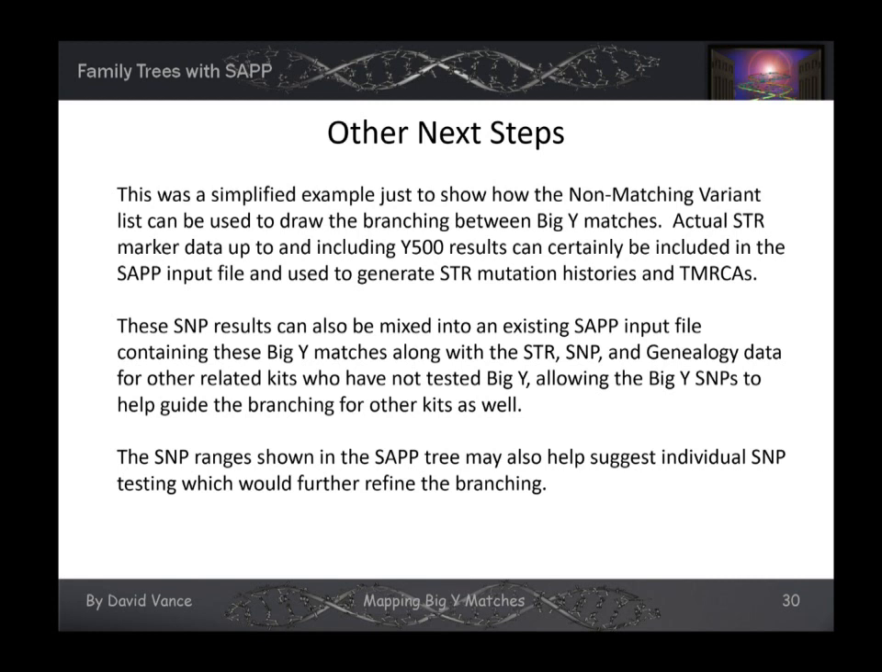So I hope that was a useful video. It's not very difficult. It can be a little complicated to build the table, but if you take that approach and build the table, you can start to see how the ancestral tree can be derived from the non-matching variant list, either with or without SAPP, and hopefully even see how you could combine this into the rest of your analysis for your projects to help derive more value from your Big Y tests, both for the people who have taken Big Y and for the rest of your sub-project.